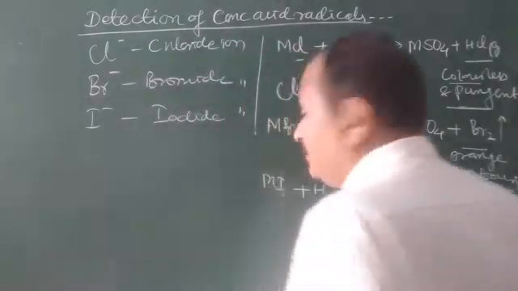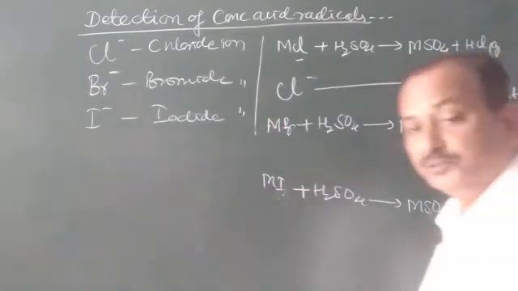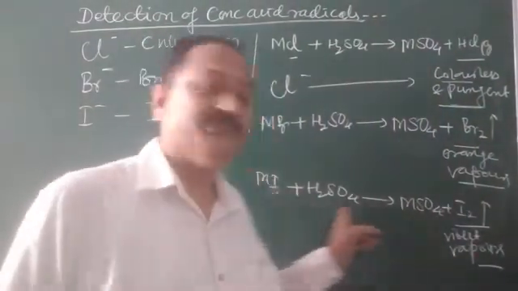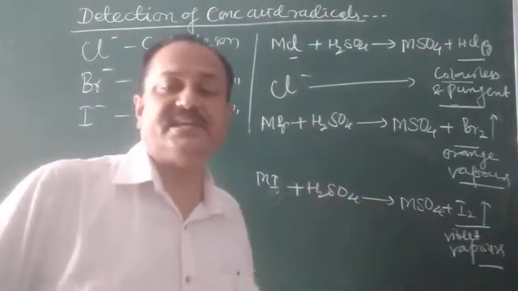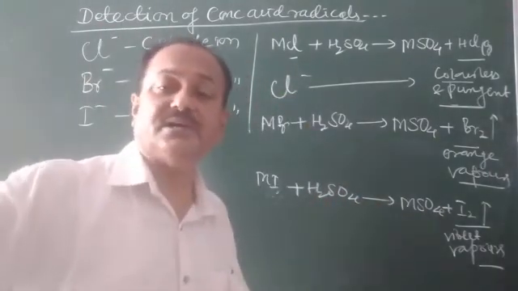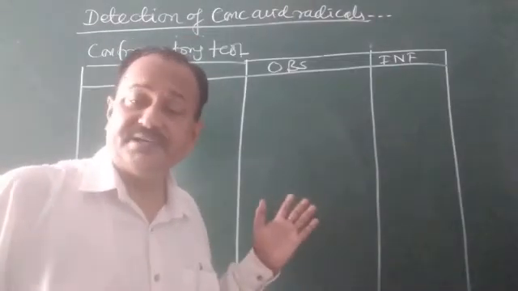So here iodine has violet color. Violet vapors are produced in case of iodide. So this is the basic introduction about these three. Now we have to see the confirmatory test.